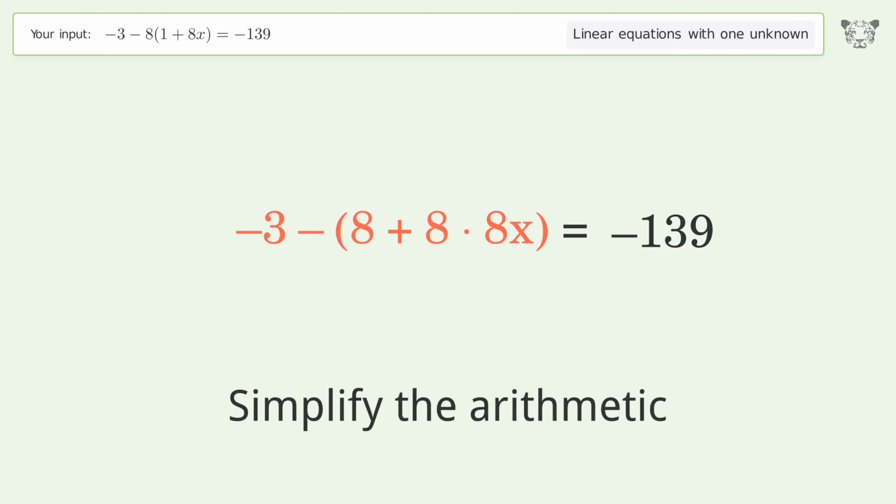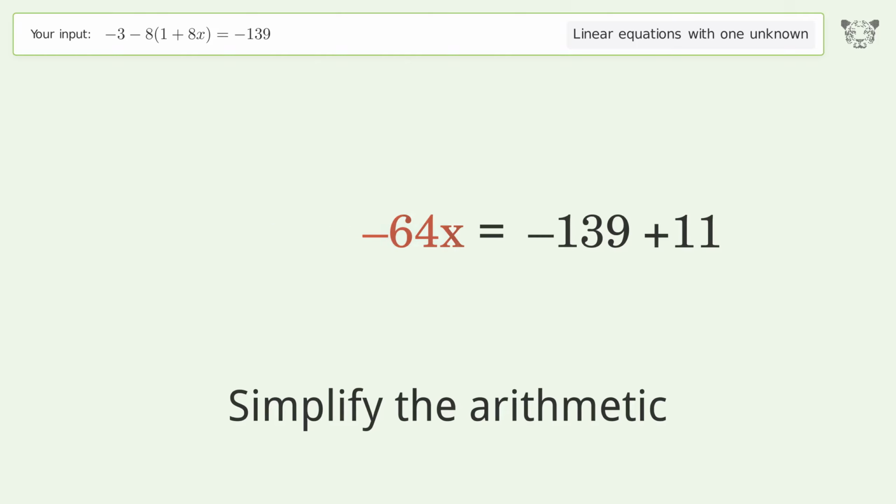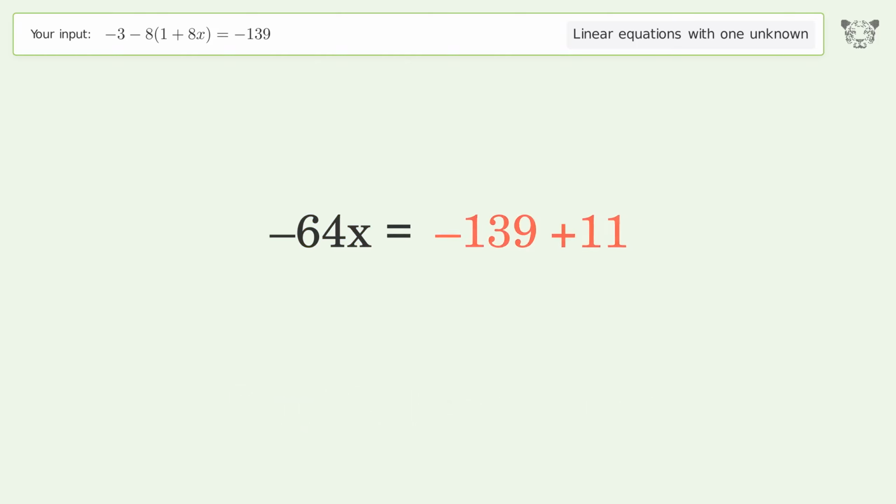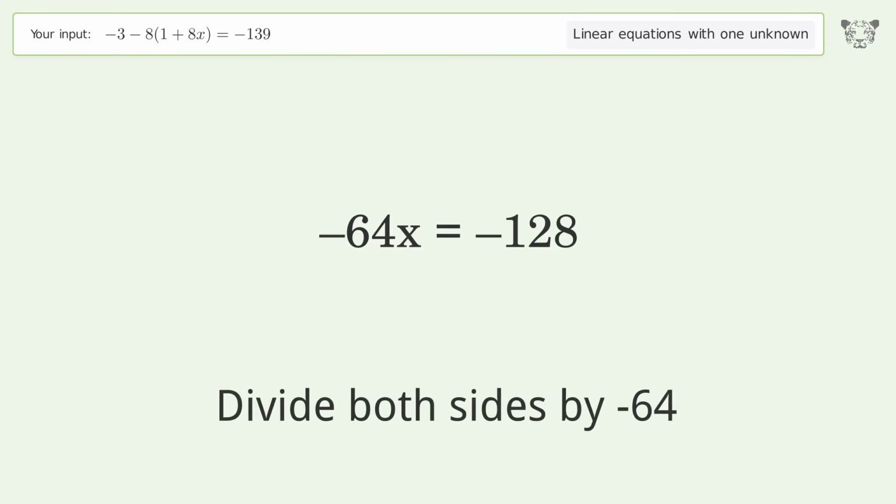Group all constants on the right side of the equation. Add 11 to both sides. Simplify the arithmetic. Isolate the x. Divide both sides by -64.